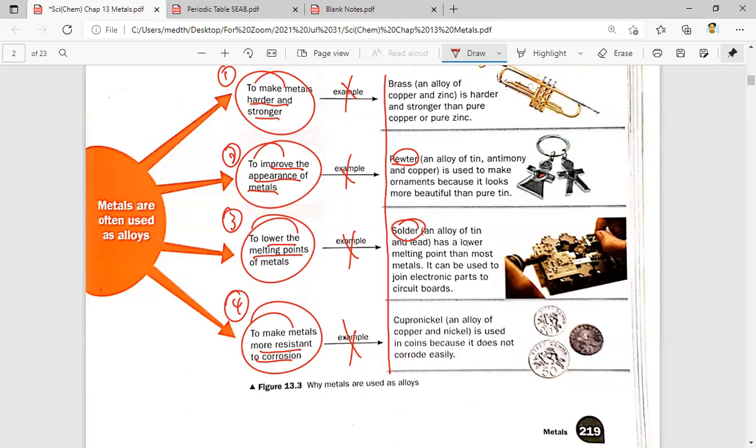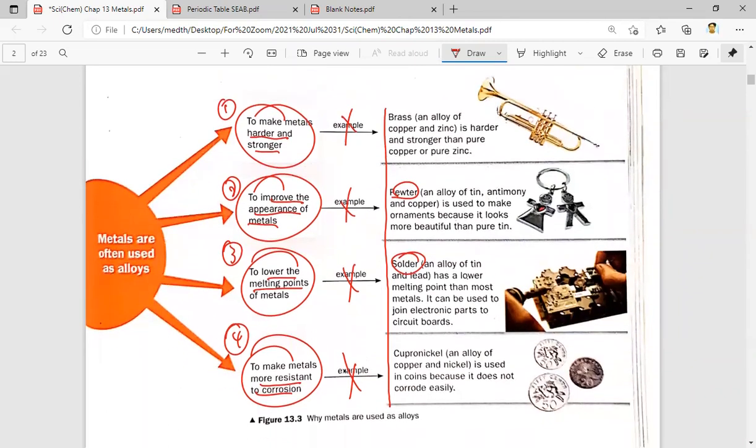Do take note, it doesn't mean that every time I have an alloy, it will have all four points included. Different alloys make use of different reasons here. Cupro-nickel is resistant to corrosion, but does it actually lower the melting and boiling point? It's not a confirmed thing. So just take note that depending on what you're mixing with the metal, it will give different properties. But you don't need to remember the mixtures.